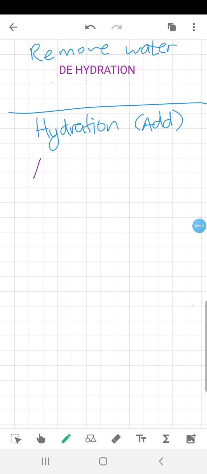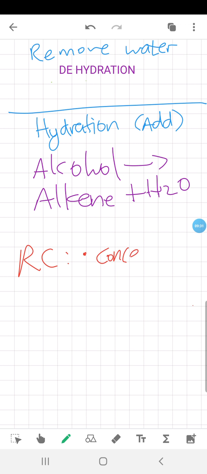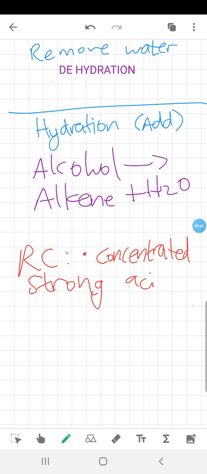So the opposite of that would be to begin with alcohol and to get an alkene plus H2O. There are 2 reaction conditions. The first one is to use a concentrated strong acid, because we need to be strong enough to remove something. And the 2 acids we can use are sulfuric acid, which is H2SO4, or phosphoric acid, which is H3PO4.